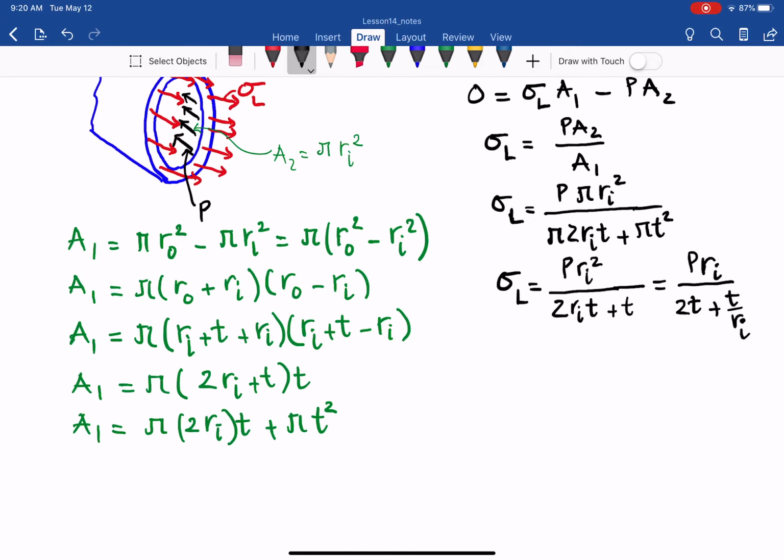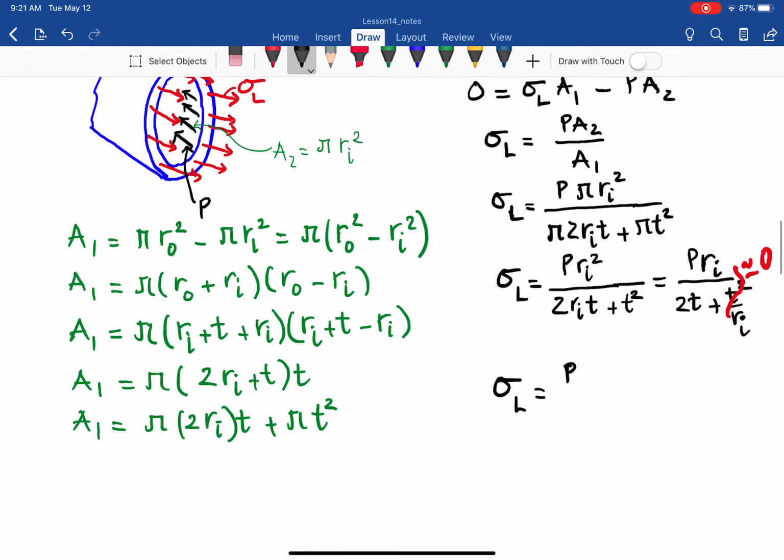So from that, we have t squared over Ri, very small, so yes, the second component in the denominator is approximately 0 compared to the 2t. So we can ignore that component, and the final equation is sigma L approximately equal to inner pressure P times the inner radius divided by 2t.